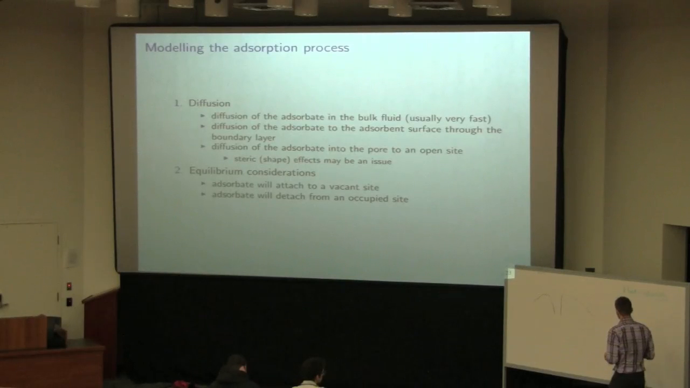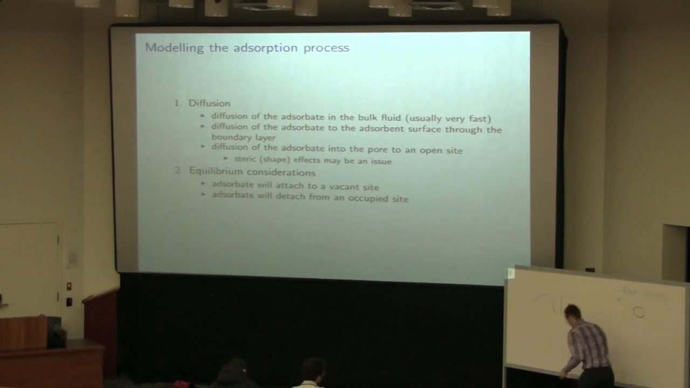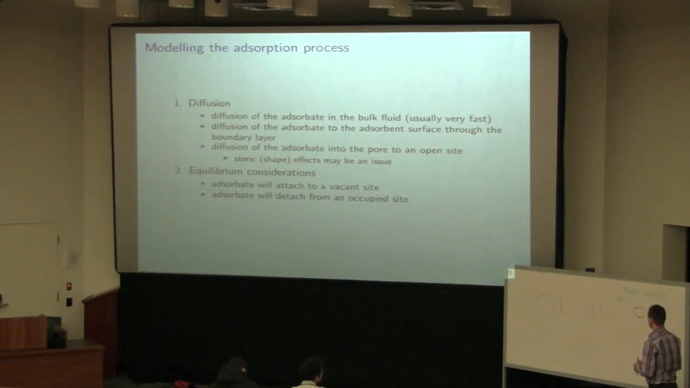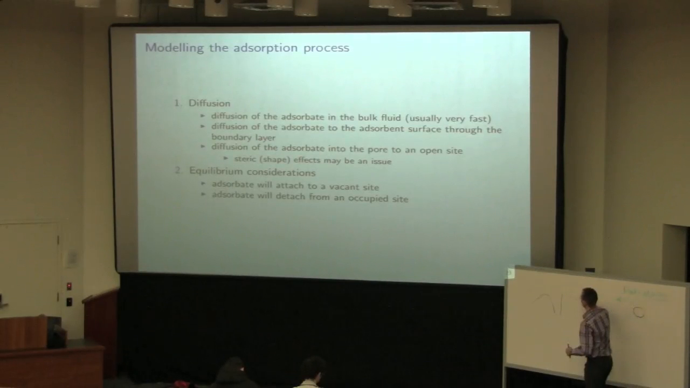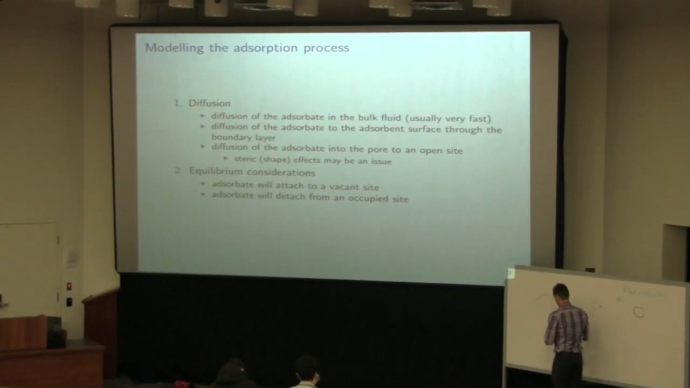So there's diffusion of these adsorbate molecules, whatever they might be, ethanol or water molecules that we wish to remove. And this molecule is diffusing in the bulk of the fluid. There's a boundary layer around this adsorbent that this molecule has to diffuse through, some layer delta, lowercase delta. So there's the diffusion in the bulk fluid, there's diffusion of that molecule through the boundary layer, and then this molecule has to come through the pore.